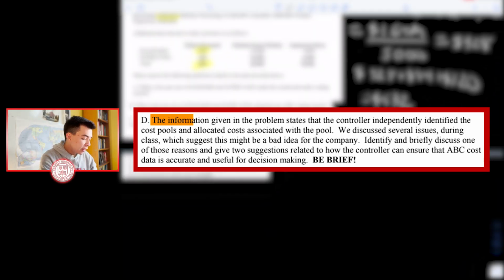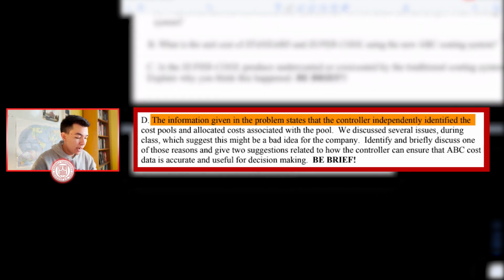Part D says, the information given in the problem states that the controller independently identified the cost pools and allocated costs associated with the pool. We discussed several issues during class which suggest this might be a bad idea for the company. Identify and briefly discuss one of those reasons and give 2 suggestions related to how the controller can ensure that ABC cost data is accurate and useful for decision making. Be brief. And what I would write here is you gotta make sure that whatever your cost is being allocated by is the right thing. So you don't wanna have your inspection costs be allocated by janitor hours. Those 2 things aren't related, so it's not gonna work correctly.